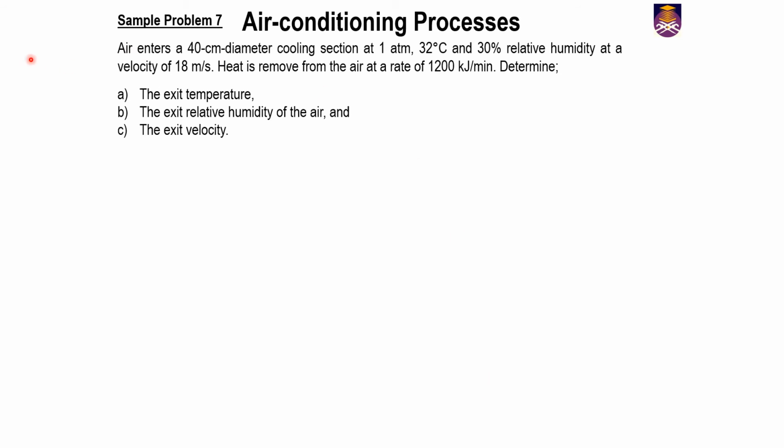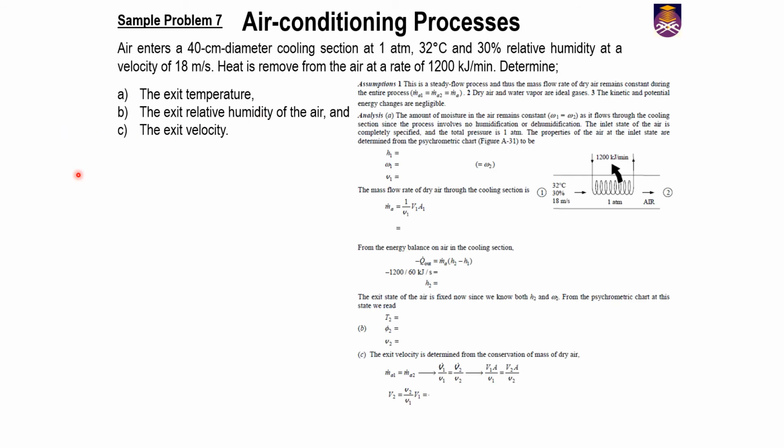So you have air that enters a 40 cm diameter cooling section. Now you have a cooling section at 1 atm again, 32 degrees C and 30% relative humidity at a velocity of 18 meters per second. Heat is removed from the air at a rate of 1200 kilojoule per minute. You are asked to determine the exit temperature, exit relative humidity of the air, and the exit velocity. So let's see how to do this.